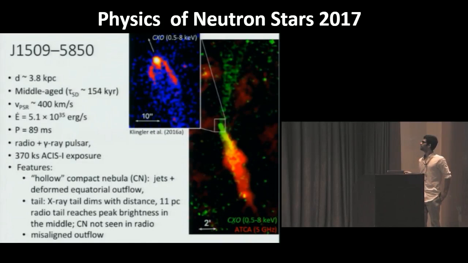And here's a radio image. It has a radio tail coincident with the X-ray one, except that there's no radio emission near the pulsar except for the pulsar emission. The radio nebula brightens with distance, and then it fades and narrows.